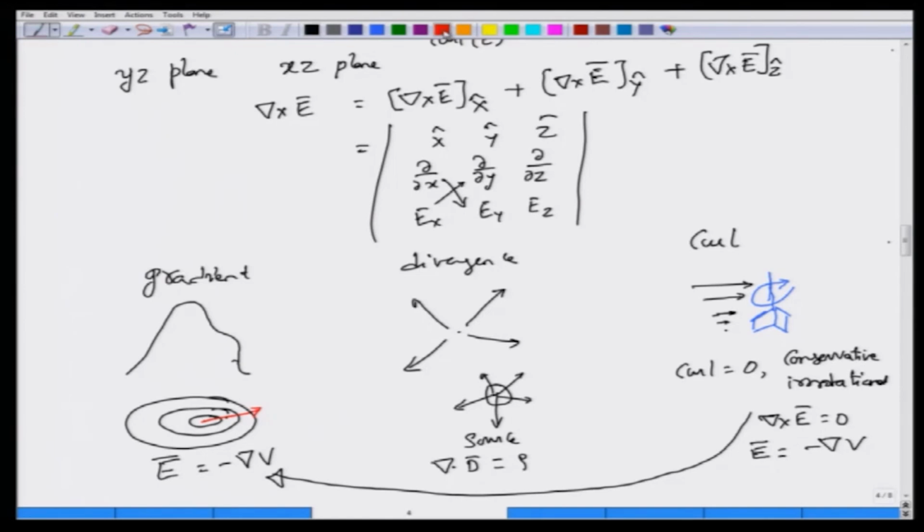Unfortunately, this equation, del cross E equal to 0, is not valid in the time varying case. In the time varying case, this curl of E will have a non-zero value, indicating that there is some sort of a source for the electric field which will give rotation to the electric field.